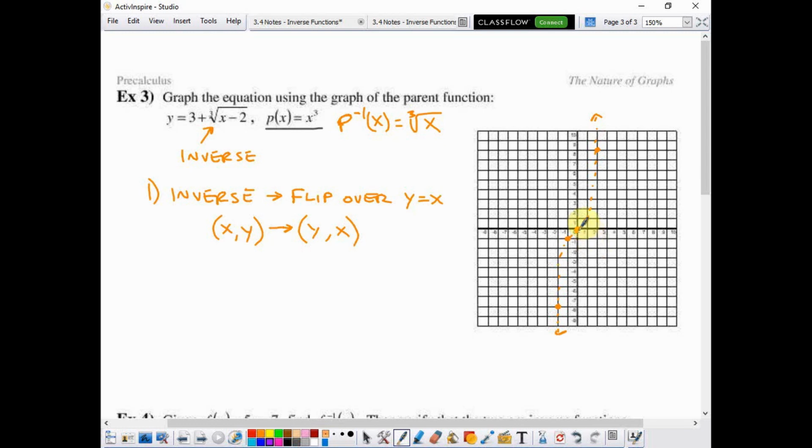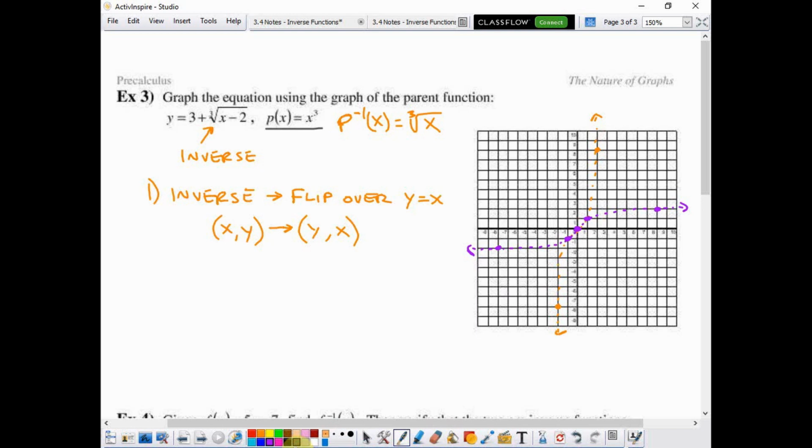So the point 0, 0, I'm going to turn that around and it's still going to be 0, 0. 1, 1 is going to stay 1, 1. Negative 1 is going to stay where it is. Then the point 2, 8, when I turn that around, I'm going to get 8, 2. And the point negative 2, negative 8 is going to become negative 8, negative 2. So here it is after the first transformation.